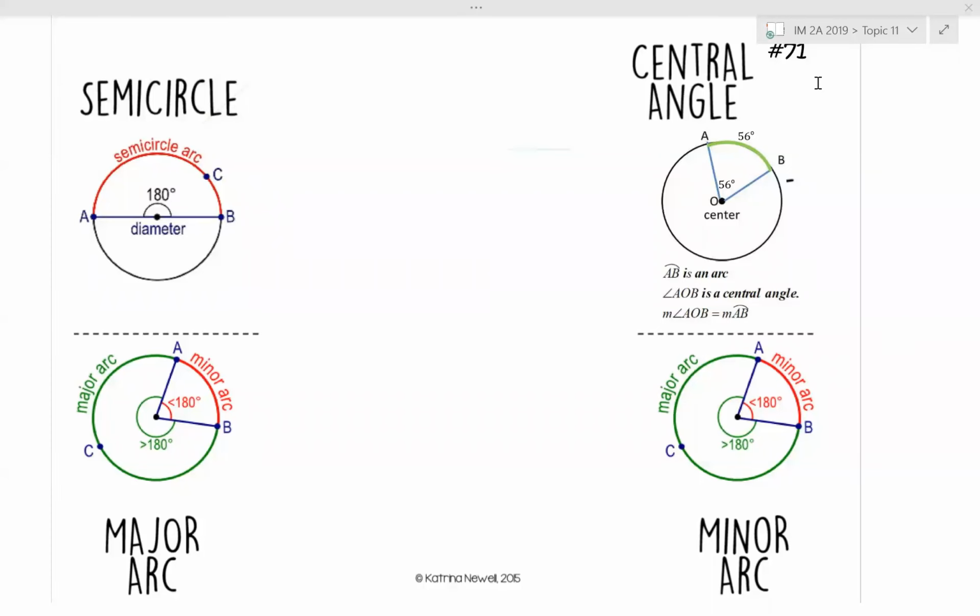Okay, so in this video, we're going to talk about pages 71 to 74, which cover arcs and central angles. So if you've printed this out, this is one of those shutter folds. So what I'm looking at right now, after you fold it, should be like the front of yours.